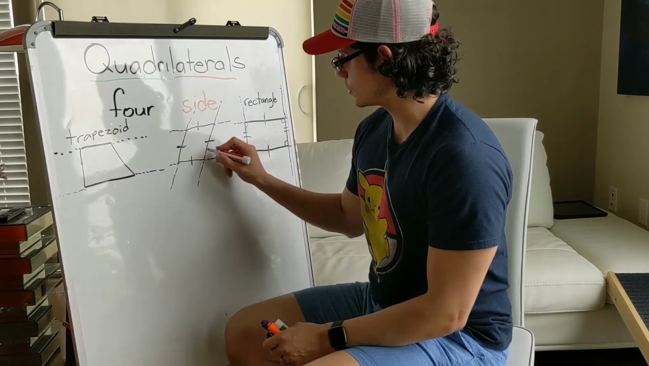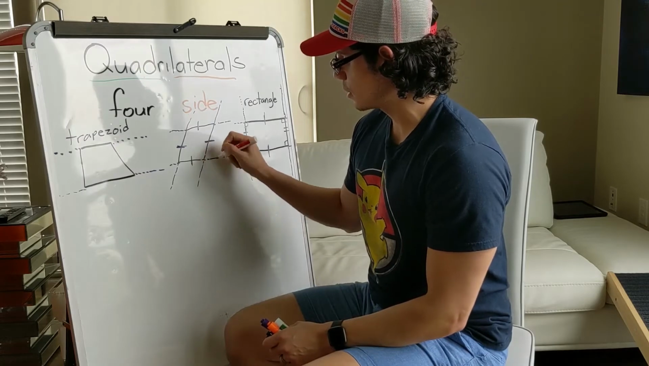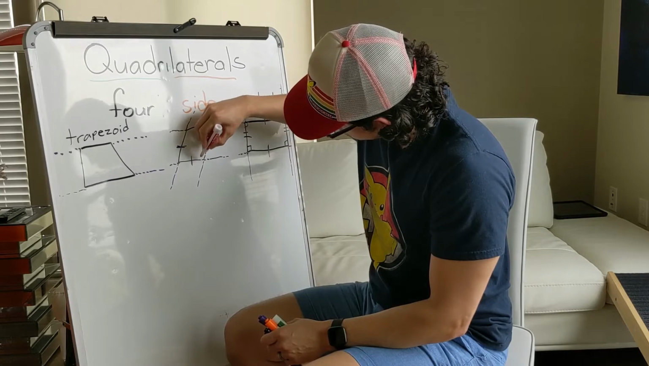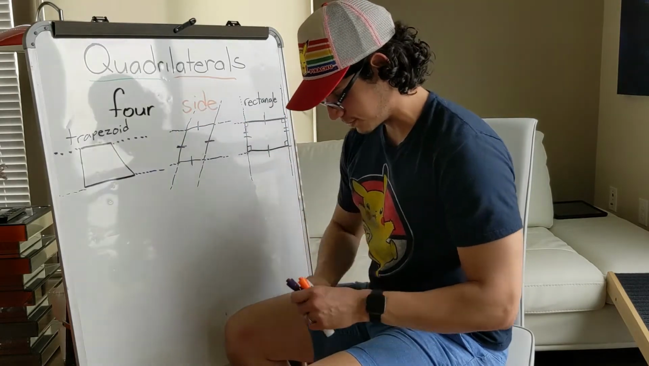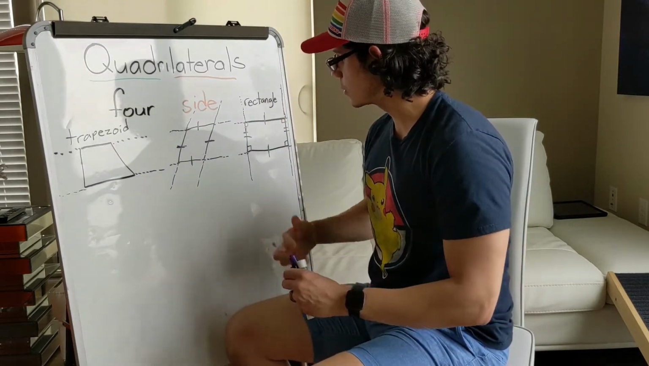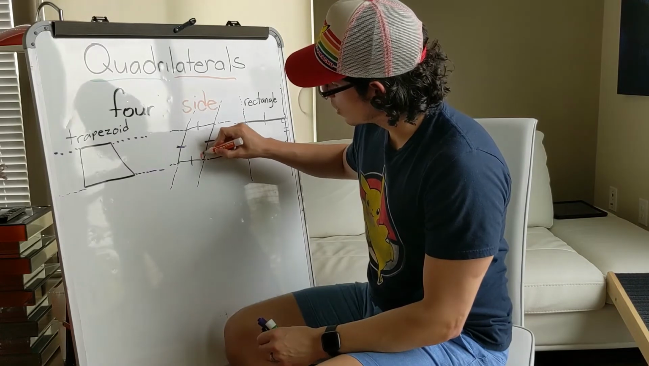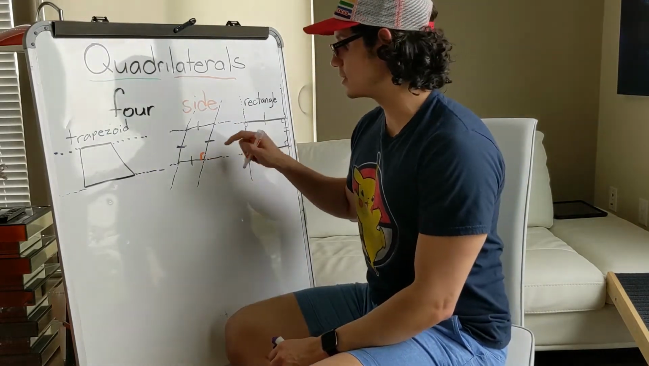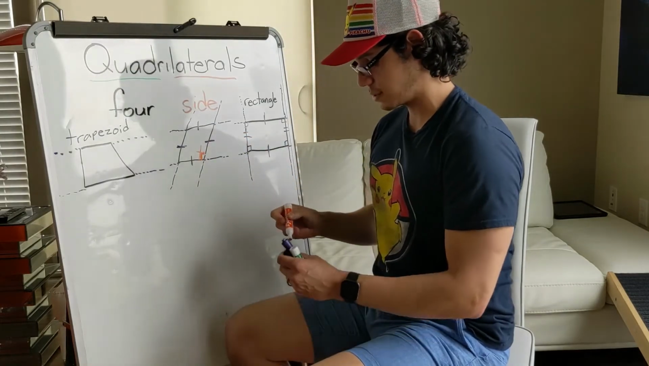Ooh, let me see if this works. Like this. Nope. Toad's dead. Let's use orange. See how that's not quite a square corner? That means it doesn't have right angles.